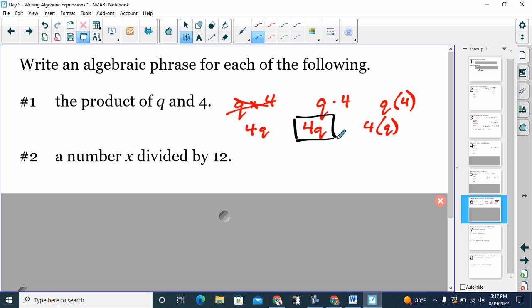Number 2 says a number x divided by 12. A number x, so I've got x, and I am dividing by 12. I think pretty clearly we need to use division. The most common way to see it written would be x over 12. It has to be in this order. Division is not commutative. I cannot switch the order around. This one, again, is the most common way that you will see it. x divided by 12 with the actual division sign in between. That would be an acceptable answer as well.